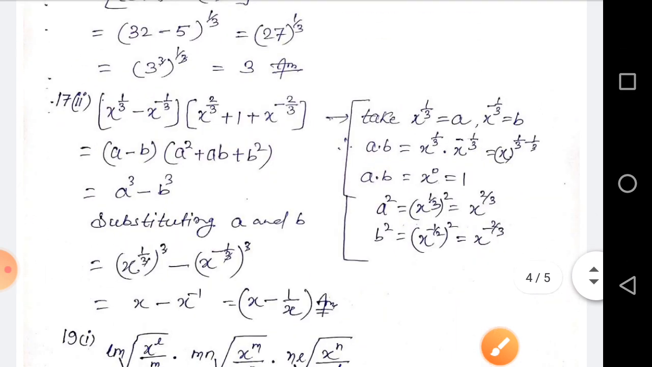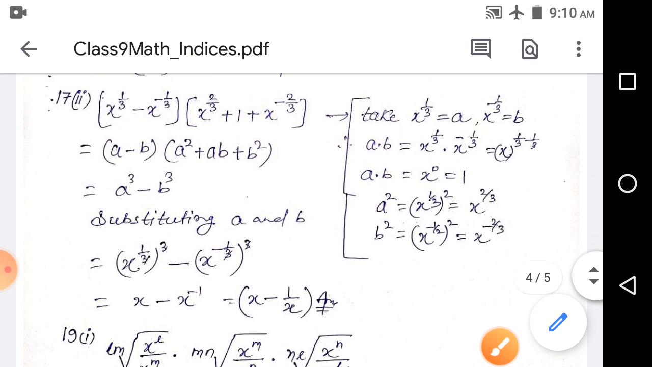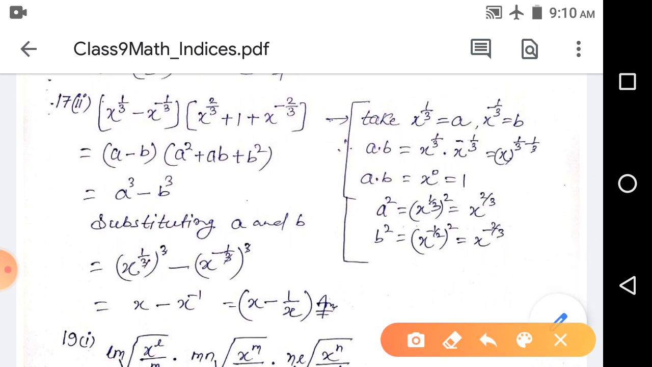Question number 17 bit 2 is also solved here. The question is (x^(1/3) - x^(-1/3)) into (x^(2/3) + 1 + x^(-2/3)). So this is actually in a formula like (a - b)(a square + ab + b square). See, this is written here.